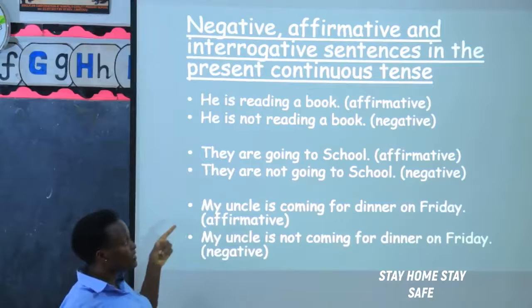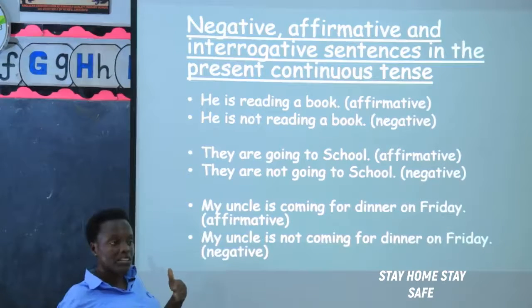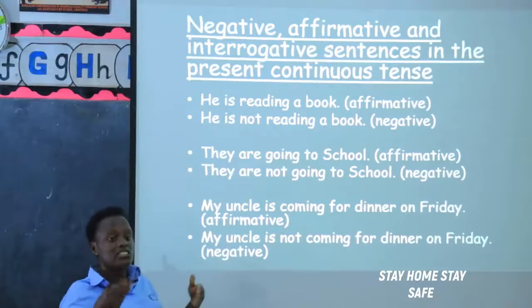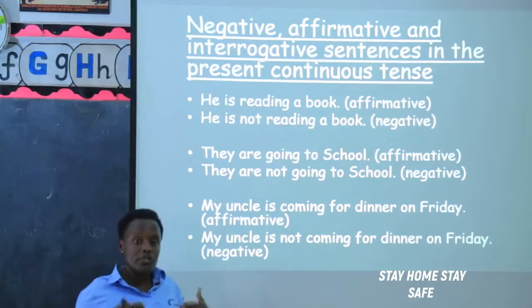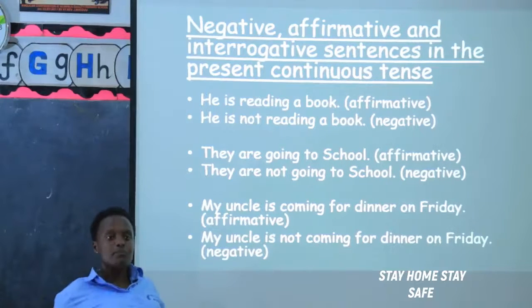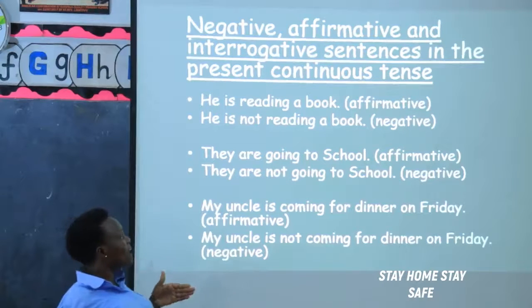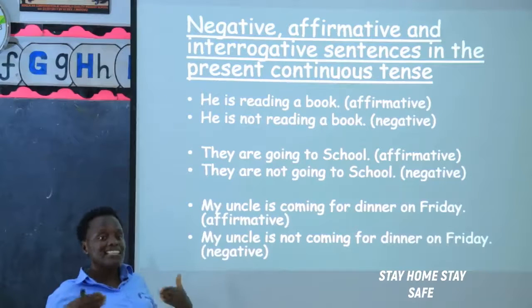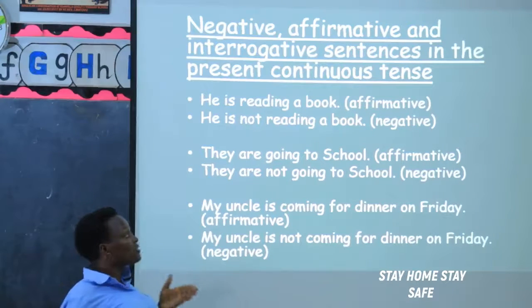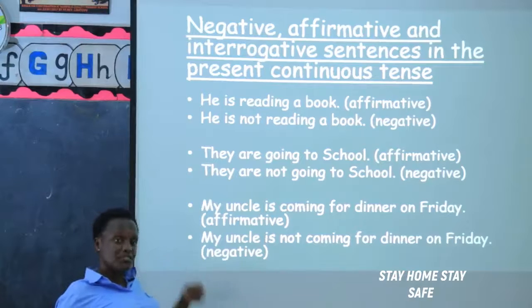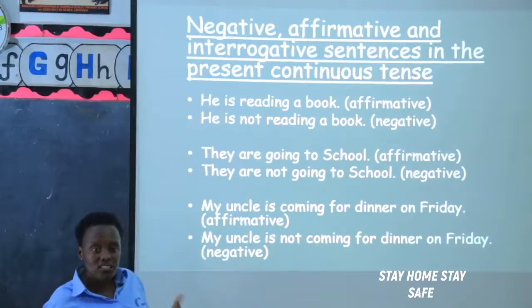Then if you had to form a question or an interrogative, remember that interrogative is a question. The word interrogative comes from the word interrogate. To interrogate means to question. So when I say interrogative sentence, I mean question form. So when we have they are not going to school and are asked to form an interrogative sentence, it means ask a question. So you are going to say, aren't they going to school? In negative question we say, aren't they going to school?